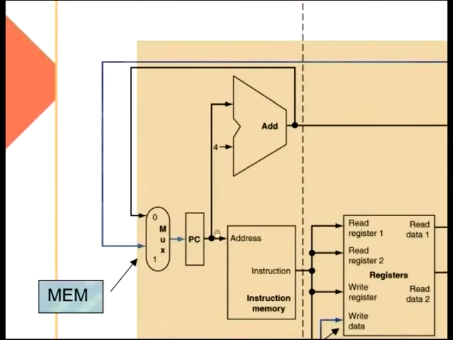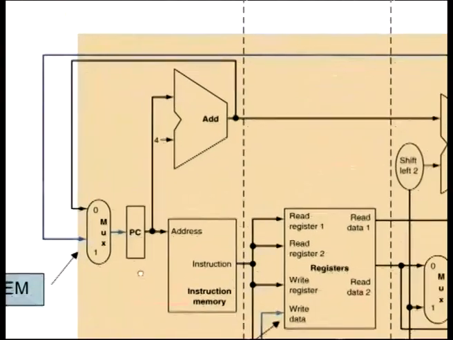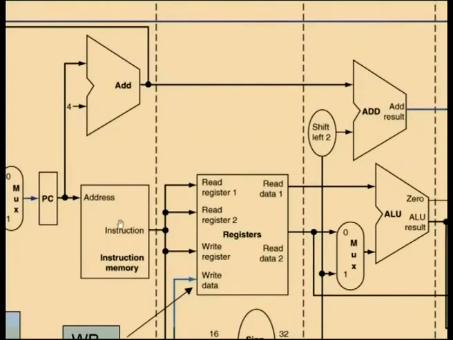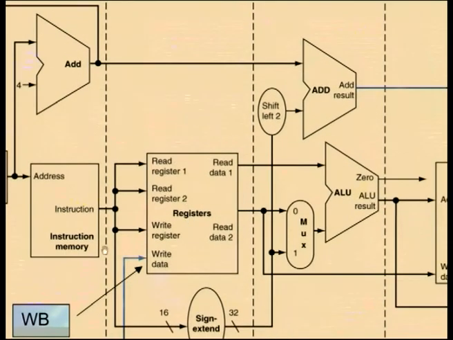So, the first part is your instruction fetch, where using the program counter you are accessing your instruction memory and you are getting the instruction. The second part is your decoding part, where the instruction gets decoded and you read from the registers, you take the immediate operand, sign extend it and use it for the next cycle.